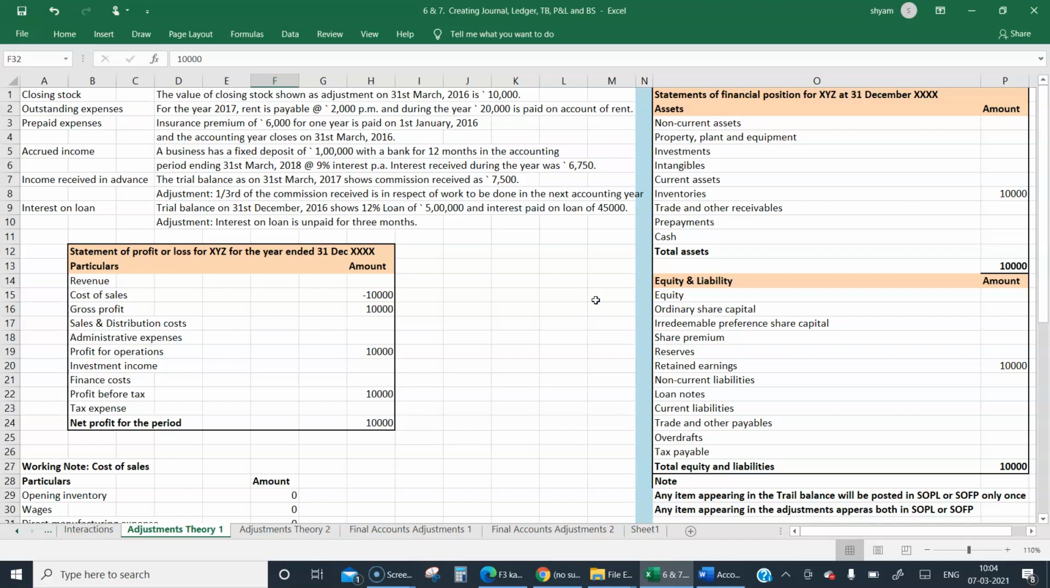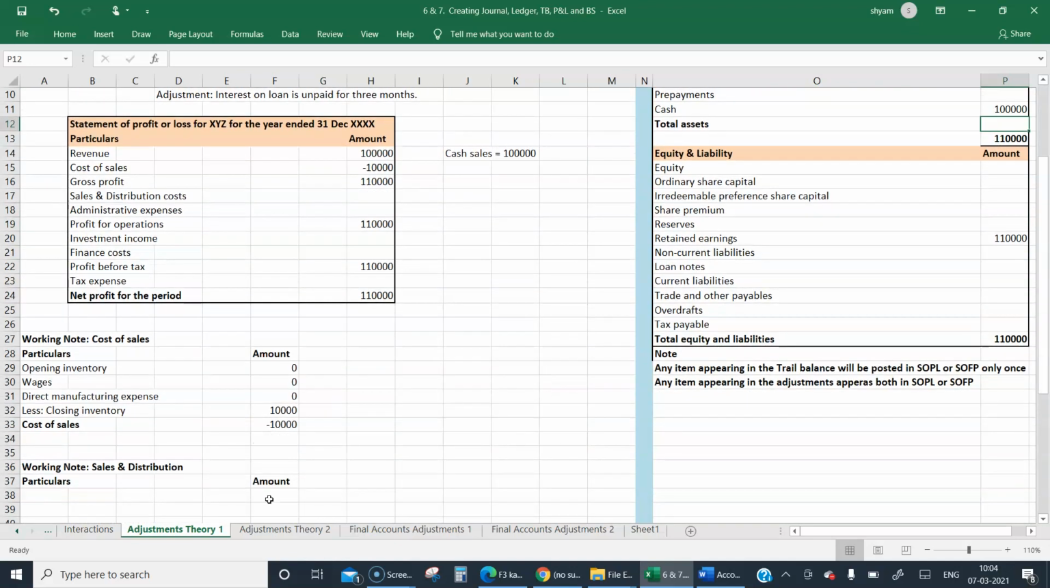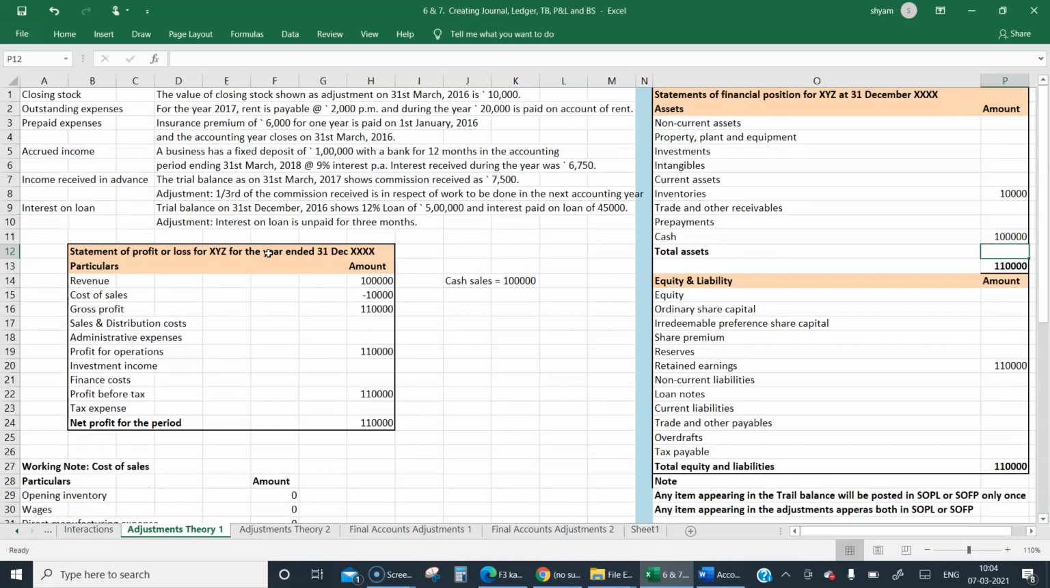To teach you better, we'll make two more assumptions. We'll assume that there is a cash sale that the company has already done, and that comes to 1 lakh. If you have a cash sale, your revenue would be 1 lakh, and your cash should be 1 lakh. We'll just have these two so that we can show you a better picture of how things occur. So we'll go to the next adjustment.